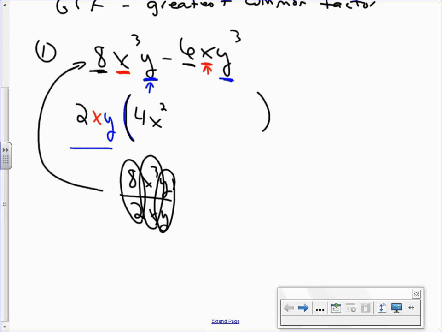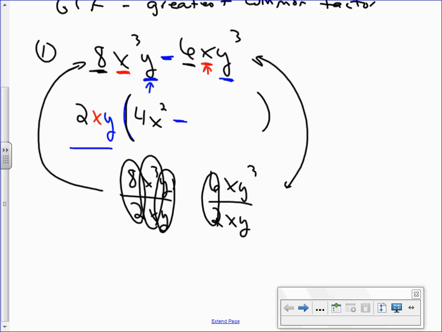Okay? There's a minus. The minus comes from here. This is plus, you put a plus. If that's minus, you put a minus. And you do the same thing for the second term, this here, 6xy cubed, and you are also dividing it by 2xy. You're going to divide it by the same thing. And again, you don't have to write this step down. 6 divided by 2 is 3. X divided by x is 1. 3 times 1, so you don't need to show the 1. And y cubed divided by y is, subtract the exponents, y squared.